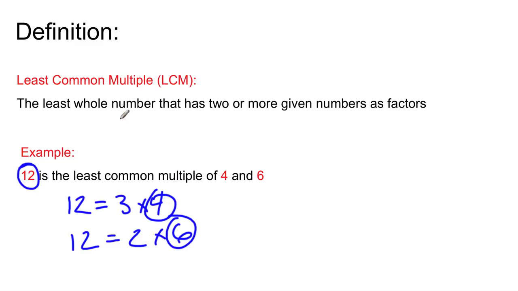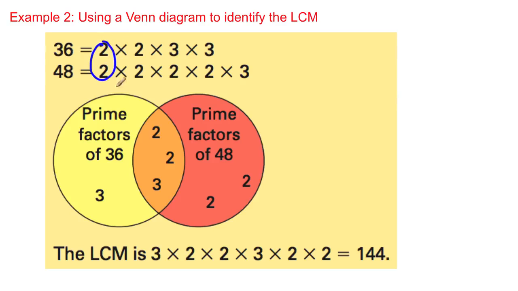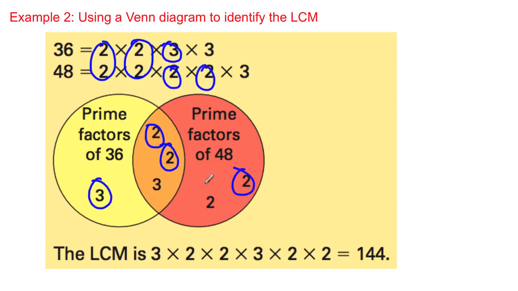Let me explain in a bit more detail using a Venn diagram. So again, same as before. These two are shared. These two are shared. Here, over here, here, there, to there, and these are shared. Into the middle they go.